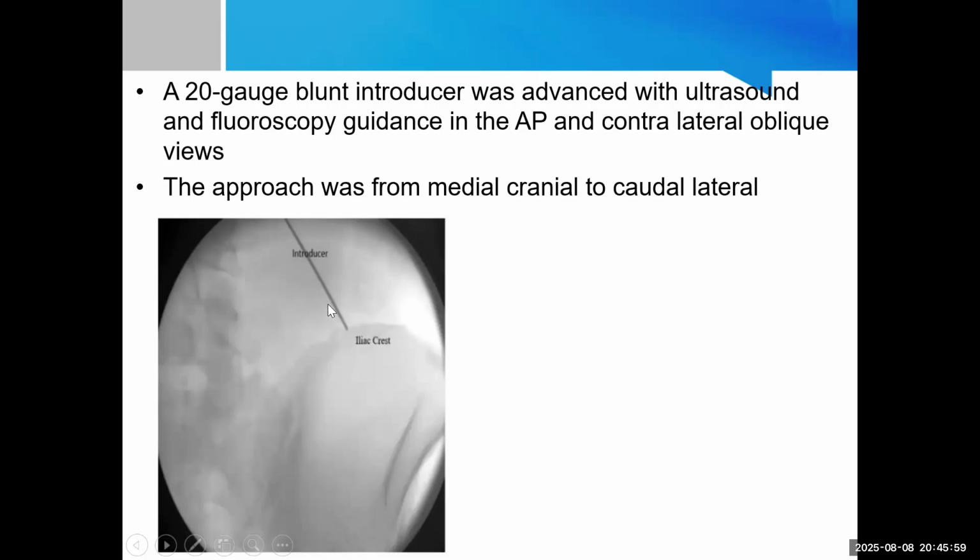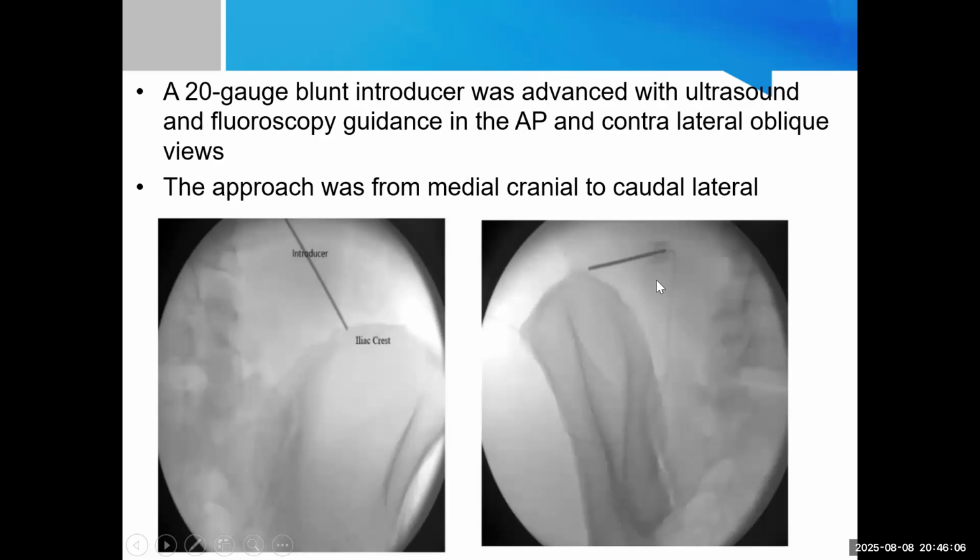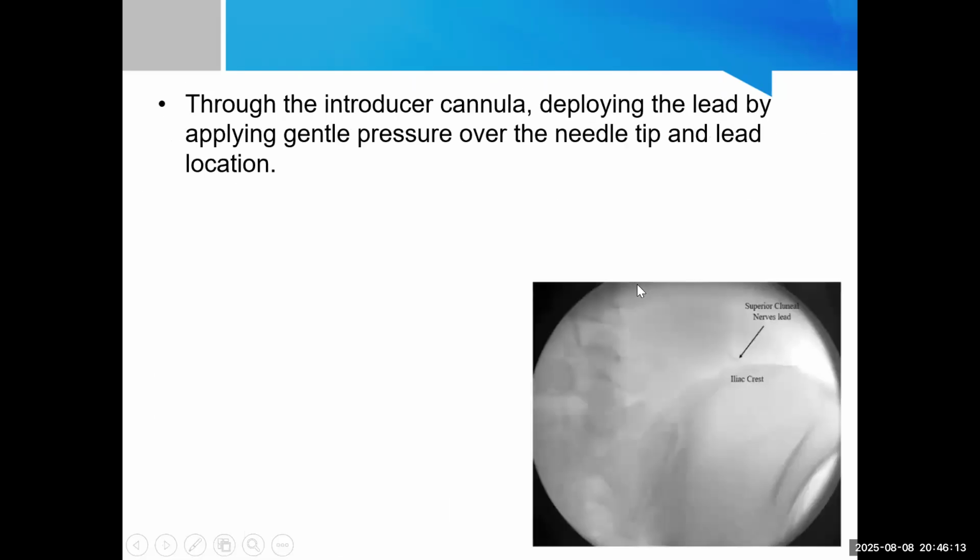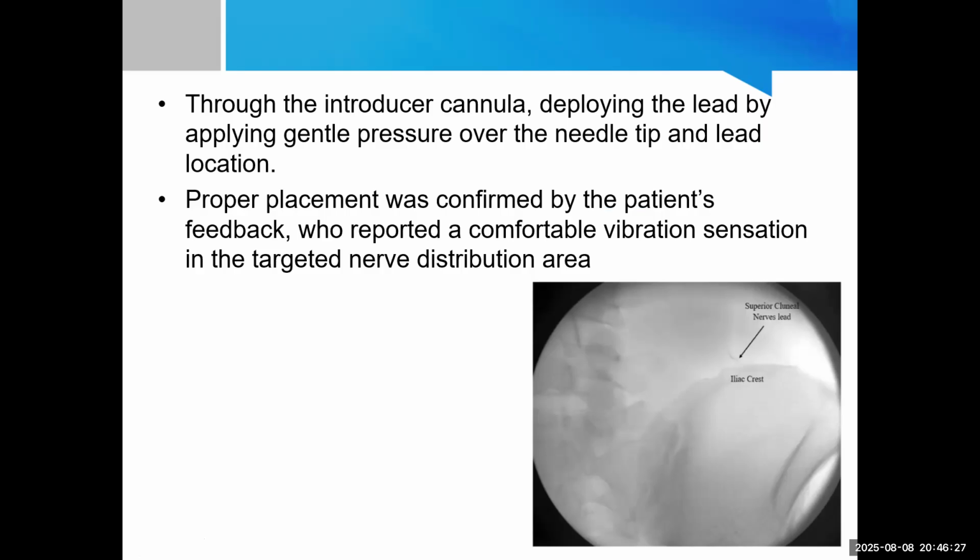And this is how it looks in AP view, and you can see it is medial to lateral. And this is how the contralateral X-ray looks. It's the same thing from the front and then the contralateral view. Then, through the introducer cannula, they deployed the lead. They haven't shown the full lead, but the lead comes out like this by applying gentle pressure over the needle tip and lead location. Proper placement was confirmed by the patient's feedback, who reported a comfortable vibration sensation in the targeted nerve distribution area.